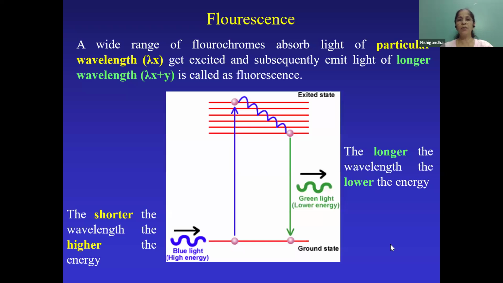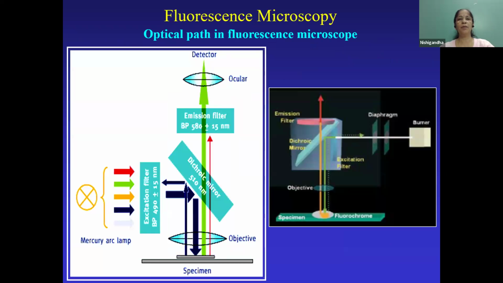Now, how does a fluorescence microscope actually work? This is the optical path for the fluorescence microscope that I have shown. The illumination in a fluorescence microscope is a mercury arc or xenon arc. They emit multiple wavelengths. So what is required is that you choose the wavelength depending on the fluorochrome that you are using.